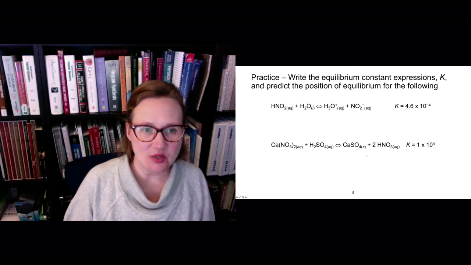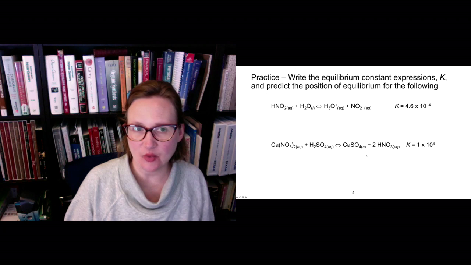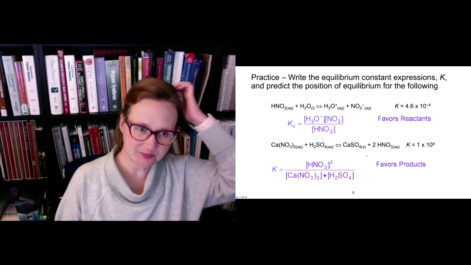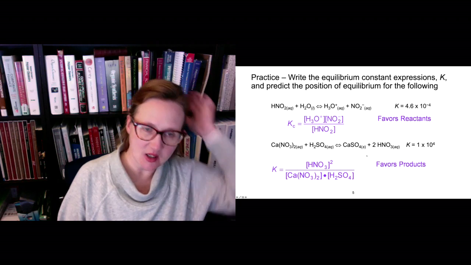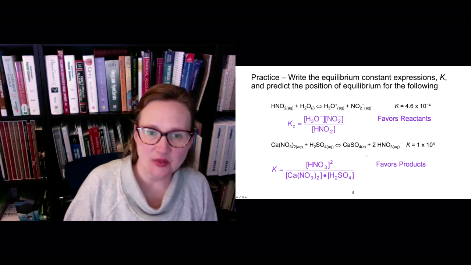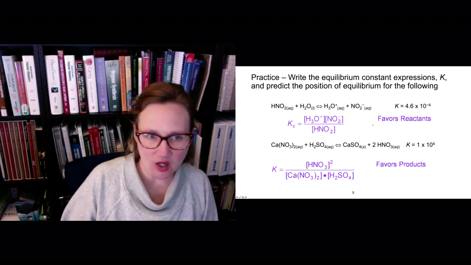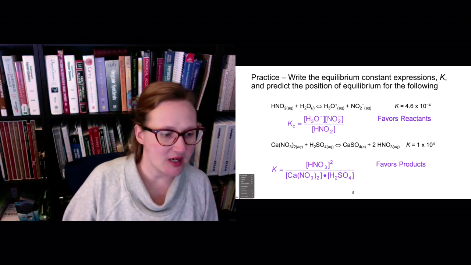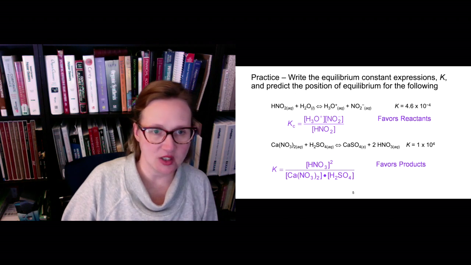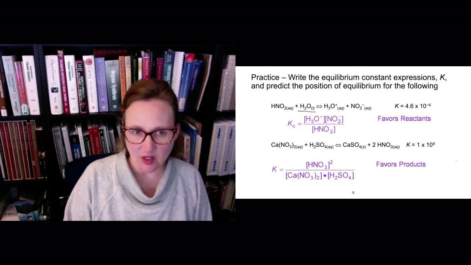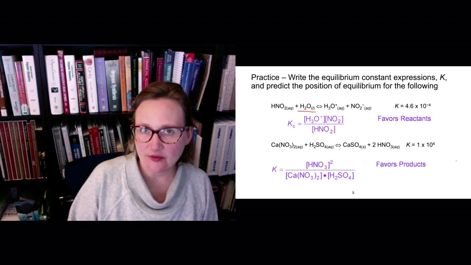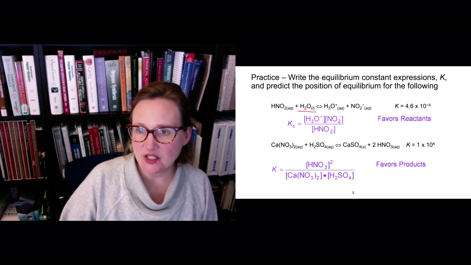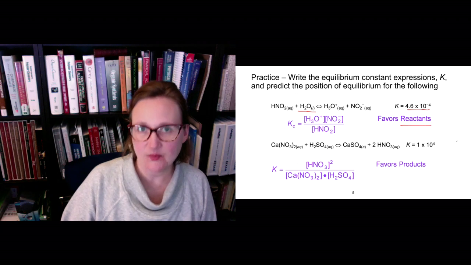All right, so let's look at these reactions and write their equilibrium expressions. And of course, because we know the K, we can predict the position of the equilibrium. So for Kc here, we have H3O plus times nitrite divided by HNO2. We're not including water here because it's a liquid and the concentration isn't going to change much. And if we look at the value of K, we can see that it is small, therefore it favors reactants.